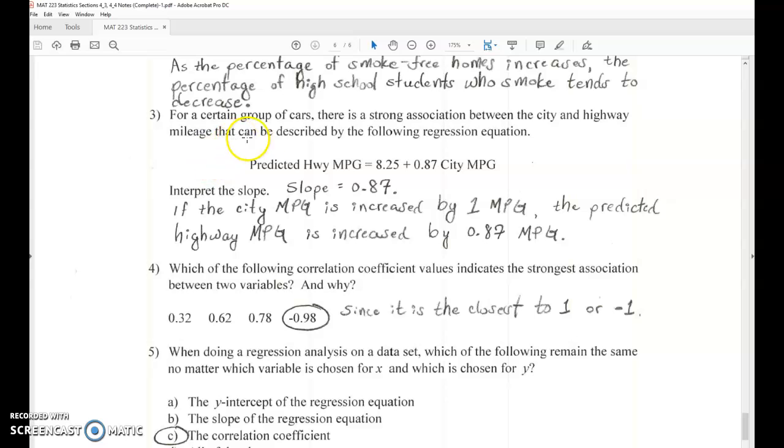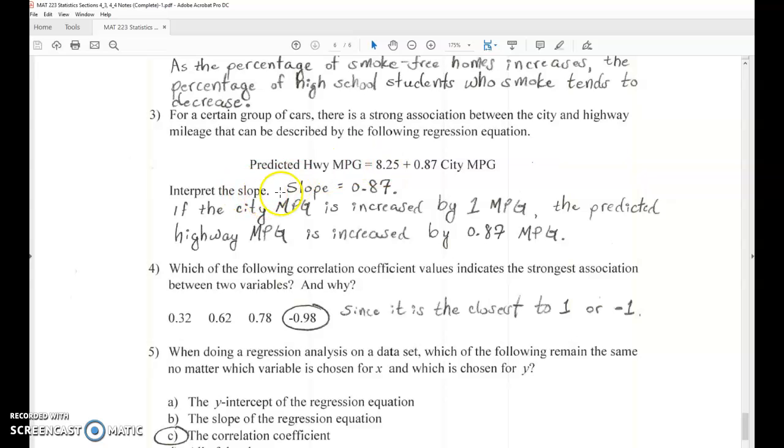Number 3, for a certain group of cars, there is a strong association between the city and highway mileage that can be described by the following regression equation. So we have the predicted highway miles per gallon is 8.25 plus 0.87 times the city miles per gallon. So we have Y equals B plus MX.